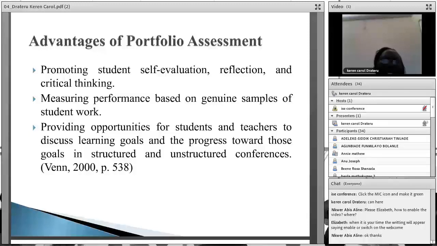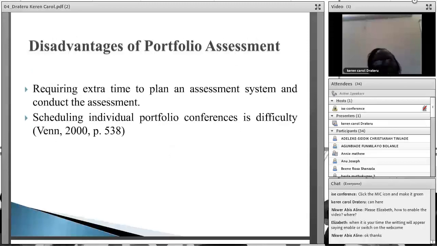Advantages of portfolio assessment are promoting student self-evaluation, reflection, and critical thinking; measuring performance based on genuine samples of students' work; and providing opportunities for students and teachers to discuss learning goals and the progress toward those goals in structured and unstructured conferences.